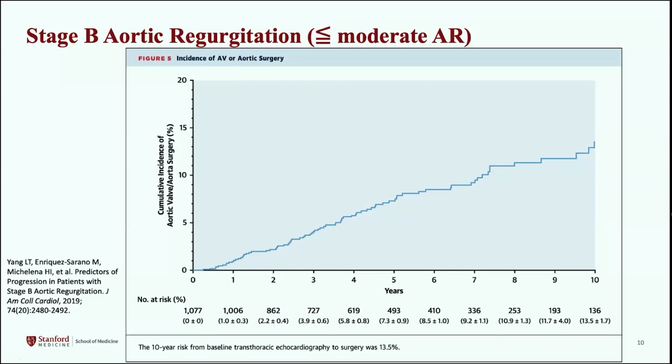So again, patients all with less than moderate or moderate aortic regurgitation, 1 in 6 end up requiring AVR within the next decade. And the predictors of progression from this study were, interestingly, not hypertension, not the systolic blood pressure, but instead the aortic annulus and the STJ dilation, as well as the baseline aortic regurgitation. So the size of the aorta, as well as the degree of aortic regurgitation that you start with, is a good predictor of where you'll progress.